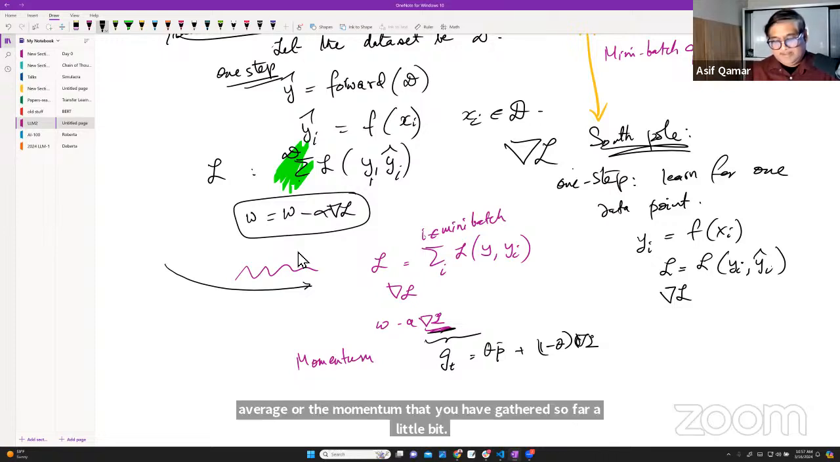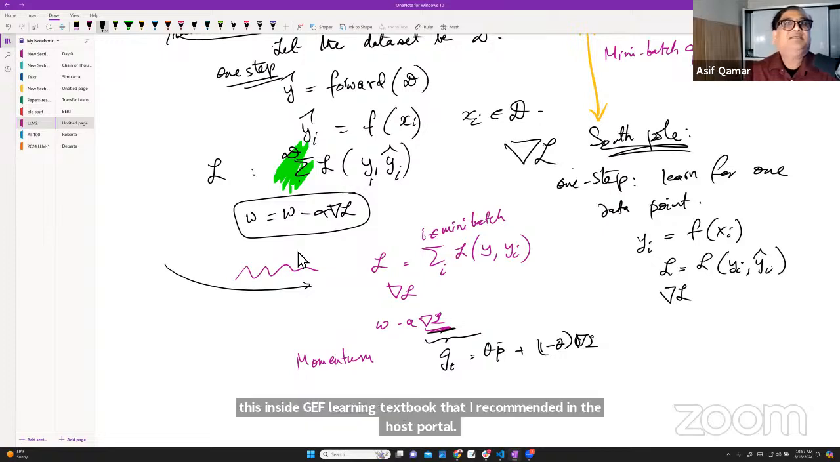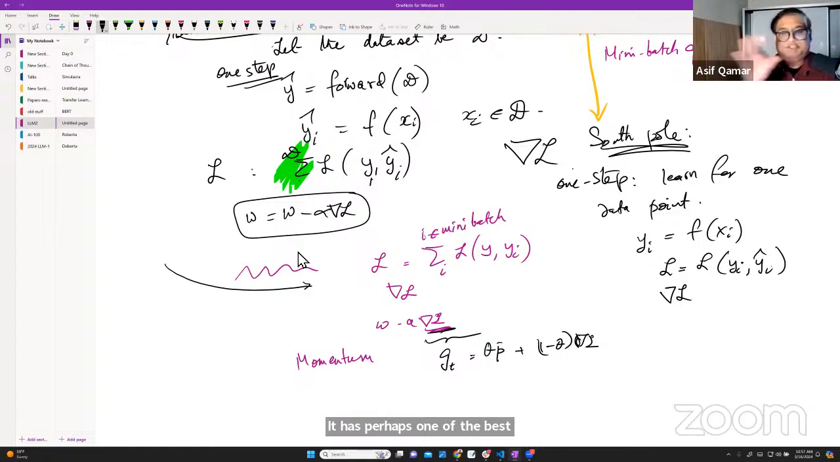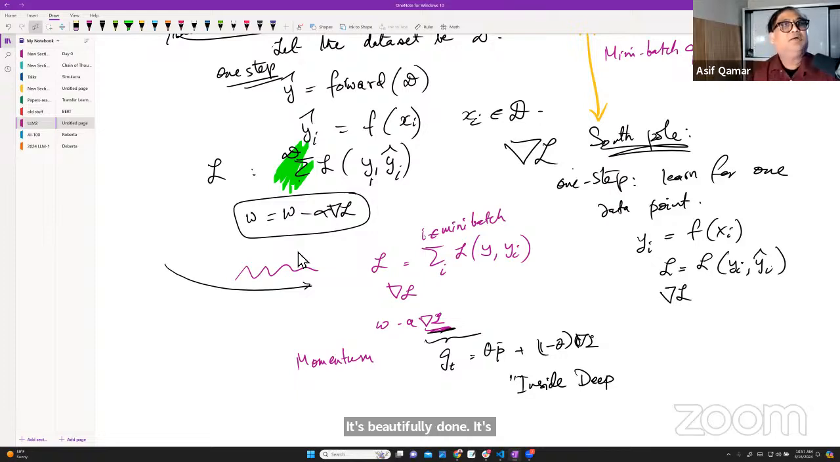And I would actually invite you at this stage to read the Inside Deep Learning textbook that I recommended on the course portal. It has perhaps one of the best illustrations, using lovely pictures, that I have seen of the different varieties of gradient descent. So please read that chapter on learning rate scheduler and gradient descent. It's beautifully done. It must have taken the author quite some effort to illustrate it in such a nice way. So I would strongly encourage you to pick from that.